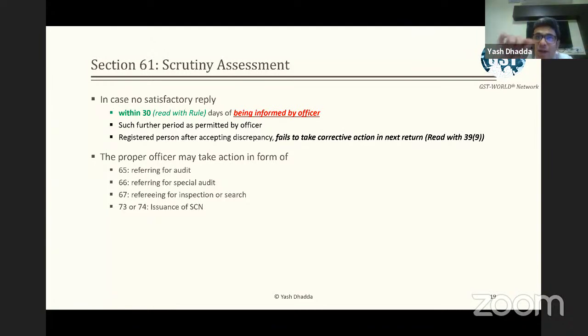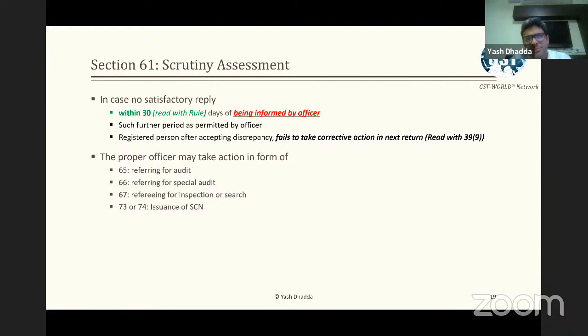If we are giving reply on the 29th day also, that is absolutely okay. Officer cannot ask me to give a reply within 15 days or 7 days. If he is doing so, and if I want additional time, I can very well refer to section 61 and tell him that, sir, I have 30 days to give a reply. What if officer does not agree to my reply?